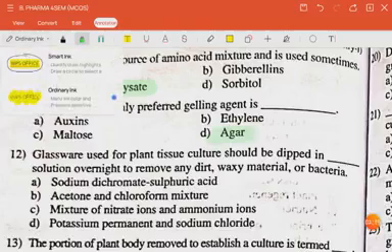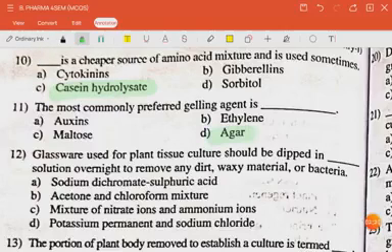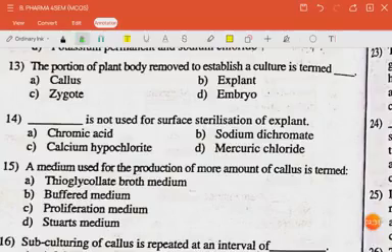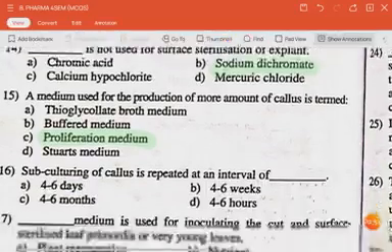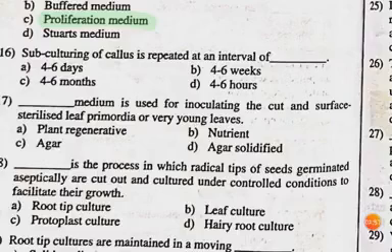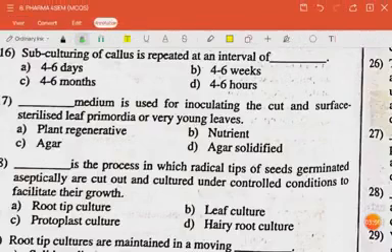The next question is, glassware used for plant tissue culture should be dipped in sodium dichromate sulfuric acid. Question is, the portion of plant body removed to establish a culture is termed as explant. The next question is, Dash is not used for surface sterilization of explant, sodium dichromate. The next question is, a medium used for production of more amount of callus is termed as proliferation medium. The next question is, subculturing of callus is repeated at an interval of 4 to 6 weeks.